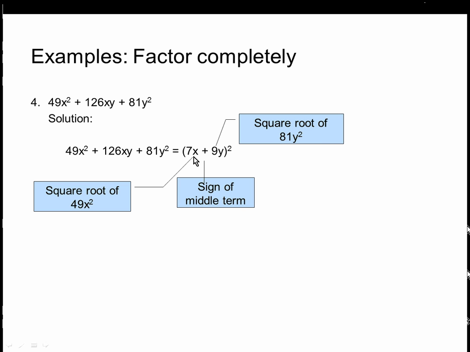So 7x is the square root of 49x squared, sign of the middle term, and 9y is the square root of 81y squared. And if you do a quick FOIL on that, you will get the correct answer. So remember, this is our complete factorization.